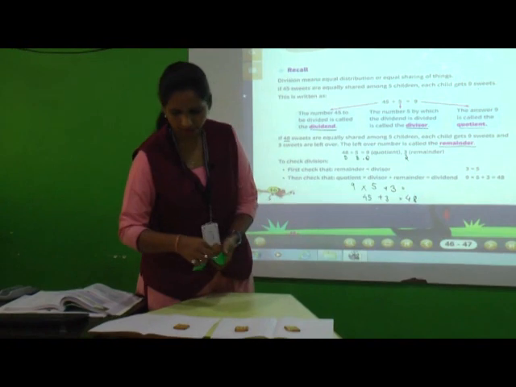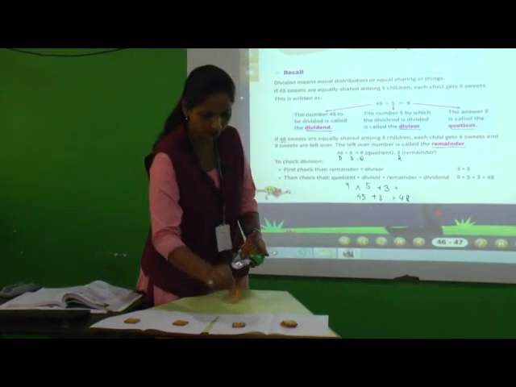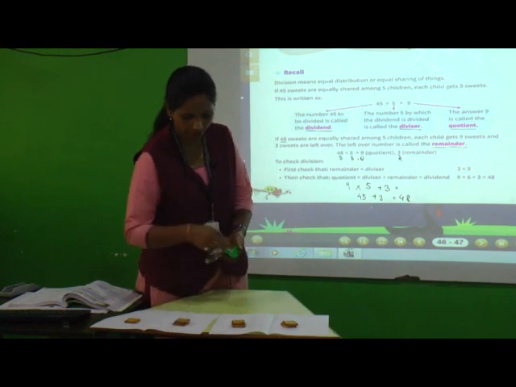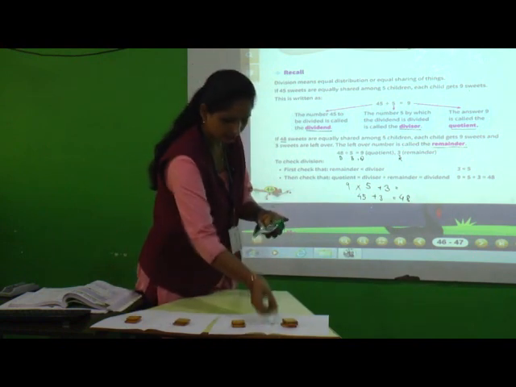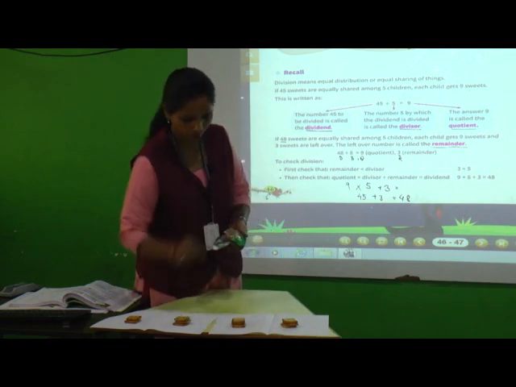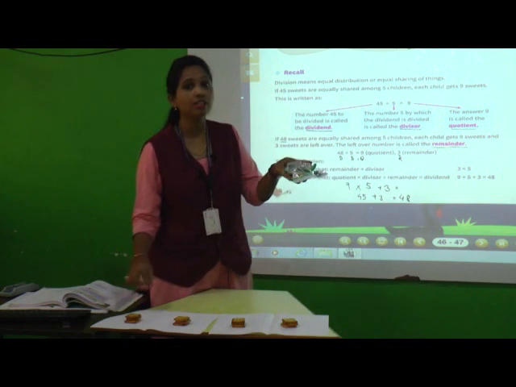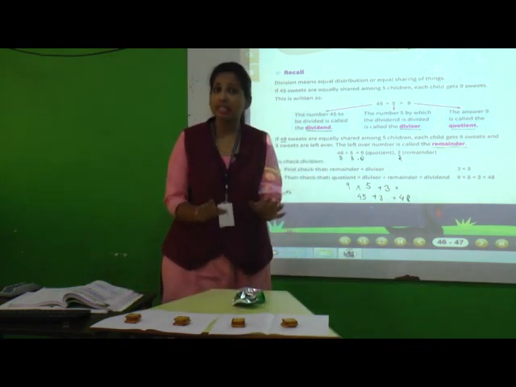One, one, one, one. Again what will you do? Again you will give 1 each. Still biscuits are there, so again you will share 1 with all. In this way you have shared with 4 students equally.